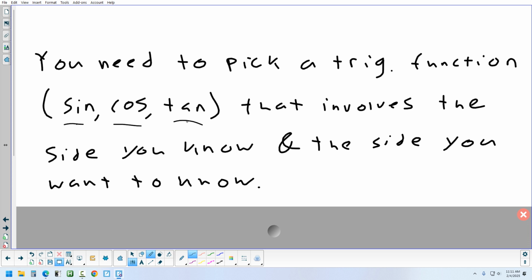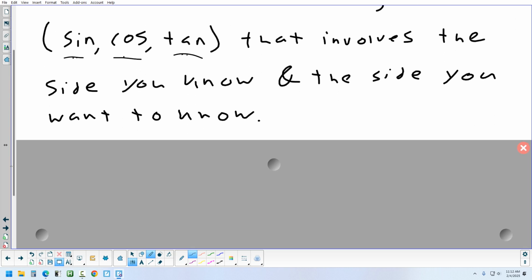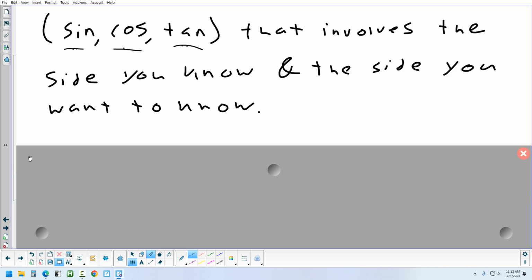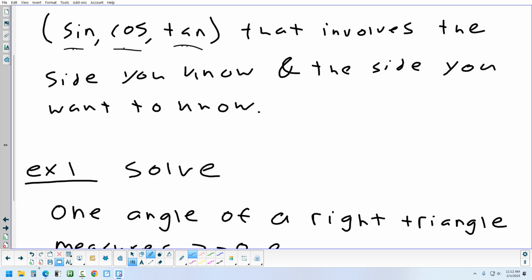So you're going to look at the side you know and the side you want to know and determine their names. And that'll tell you which trig function to use. Opposite and hypotenuse, adjacent and hypotenuse, opposite over adjacent. There's only one choice that would have the 2 sides in it that you want. Then once you choose the trig function that you need, we set up an equation and we solve it. So let's start with this one.